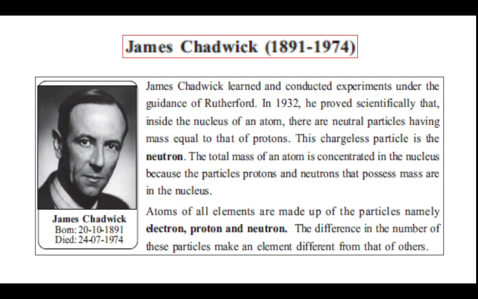The total mass of an atom is concentrated in the nucleus because the particles protons and neutrons that possess mass are in the nucleus. Atoms of all elements are made up of particles, namely electron, proton and neutron. The difference in the number of these particles make an element different from that of others.